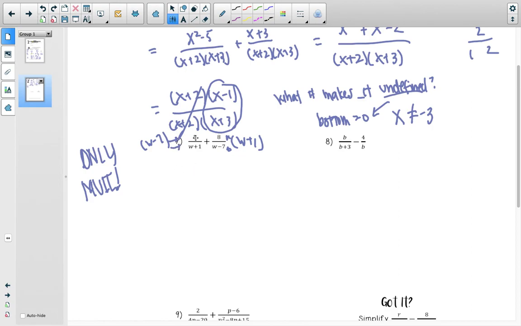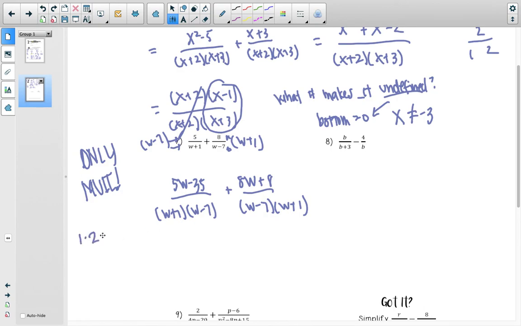Okay? So 5 gets distributed, and you get 5w minus 35. And 8 gets distributed, which gets you 8w plus 8. And on the bottom, you have w plus 1 and w minus 7. And that's because you had to multiply that to get the same denominator. Now, I wrote this in a different order, but it's the same thing. 1 times 2 is 2, and 2 times 1 is 2. So remember, multiplication order doesn't matter.